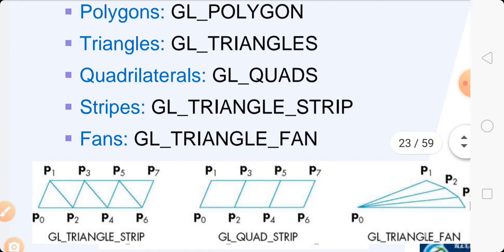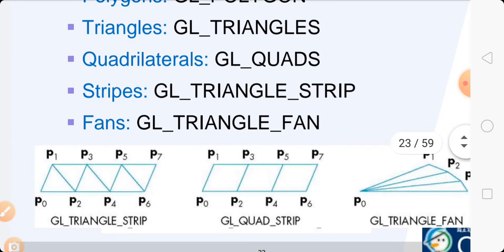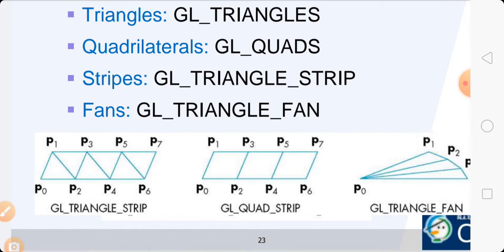So this is the example of all of these. GL_TRIANGLE_STRIP: here one triangle is connected to another triangle as we form it. Suppose P0, P1, P2 is one triangle. Then the P1 and P2 side connects another line to form another triangle, that is P1, P2, P3. Again P2, P3, P4 is a triangle. In this way, the formation is called a GL_TRIANGLE_STRIP.